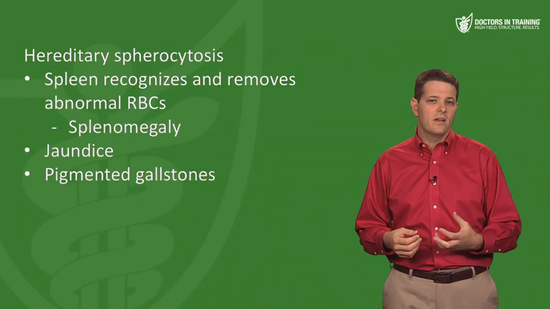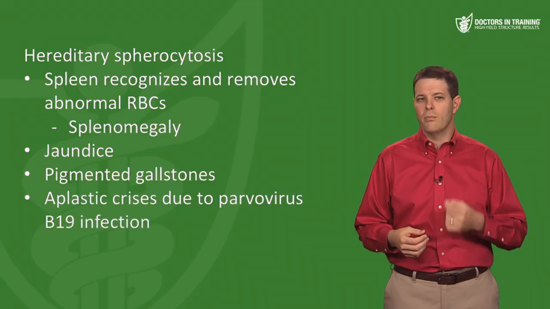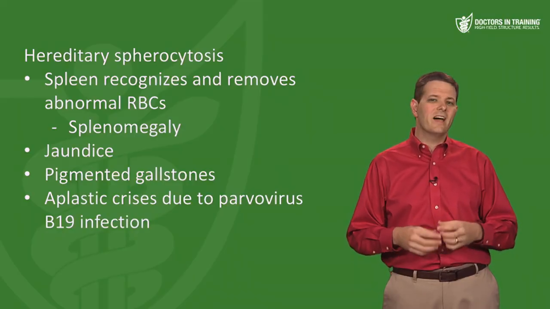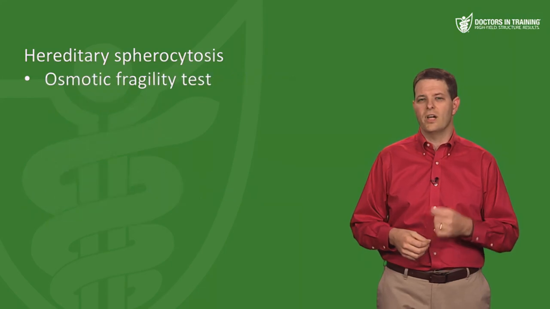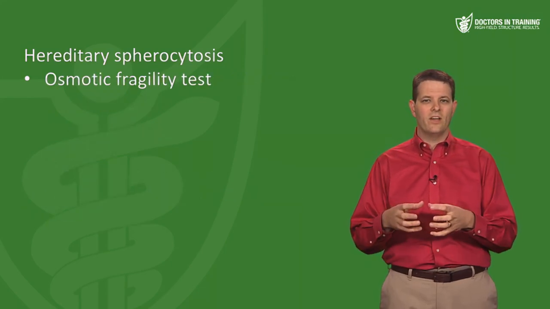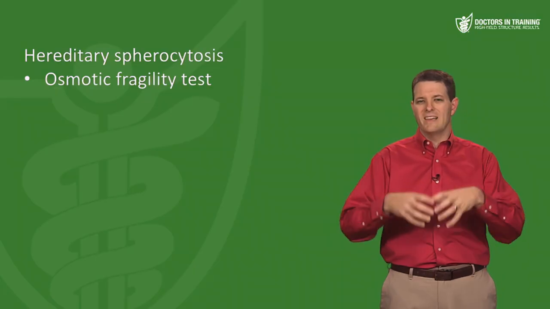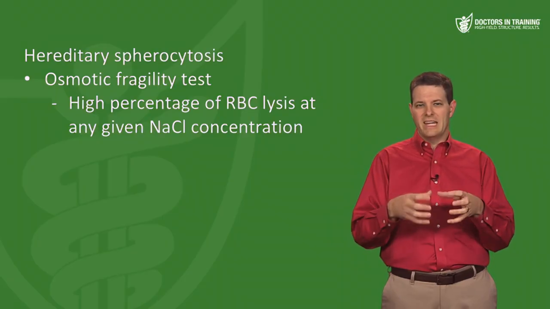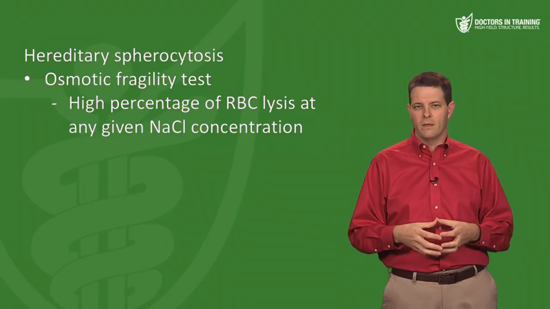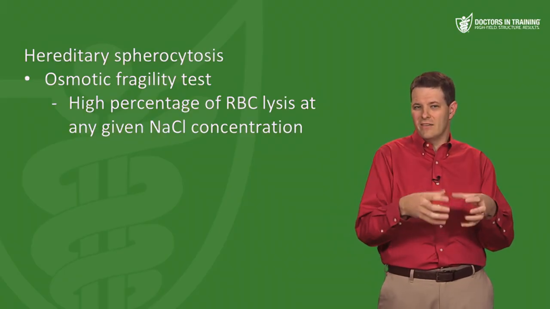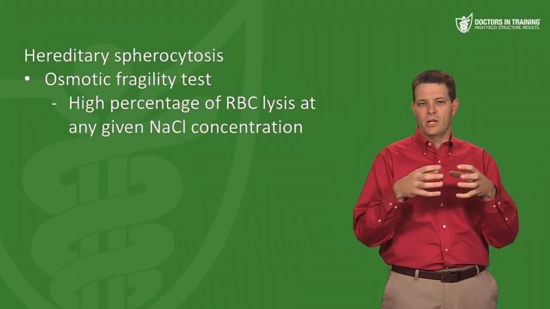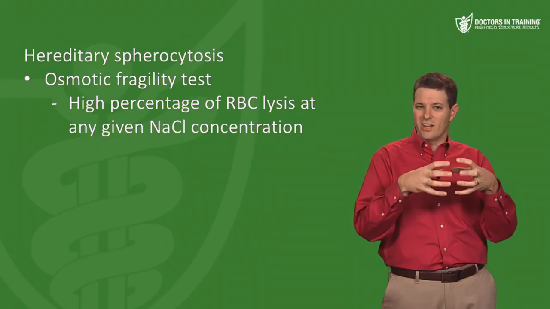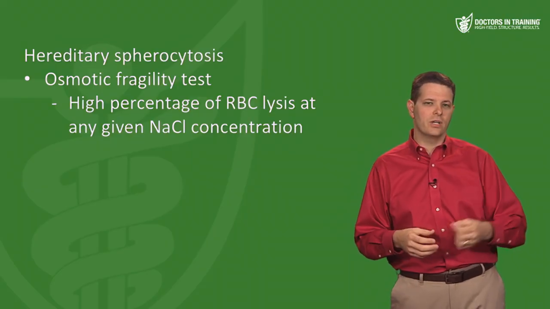And then besides the hemolysis, these patients can develop aplastic crises due to parvovirus B19 infection, which suppresses the bone marrow. The classic diagnostic test for hereditary spherocytosis is called an osmotic fragility test. So you put these cells in a hypoosmotic solution, and they lyse more readily than normal cells would. So a high percentage of red cells lyse at any given concentration of sodium chloride. So red cells that would not normally lyse at a given sodium chloride concentration do lyse in a patient with hereditary spherocytosis because that normal spectrin structural framework isn't there to keep the red blood cell intact. So again, that's the osmotic fragility test.